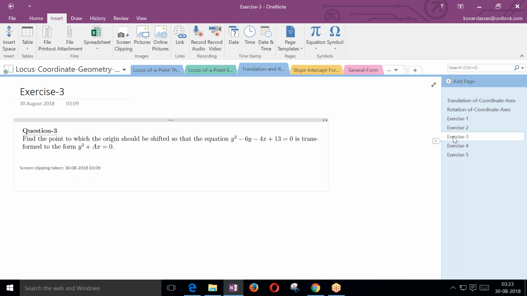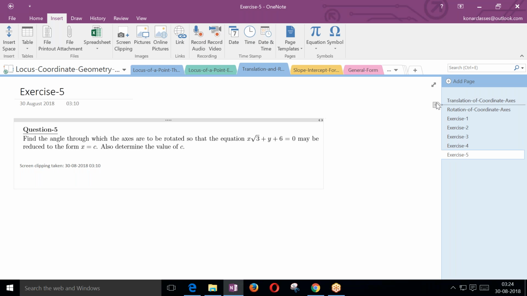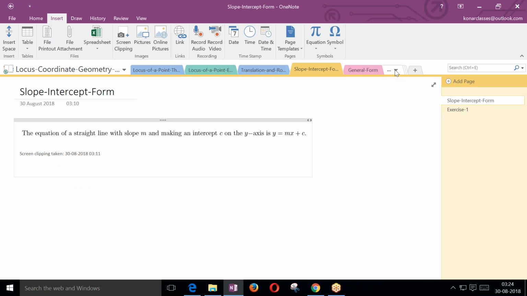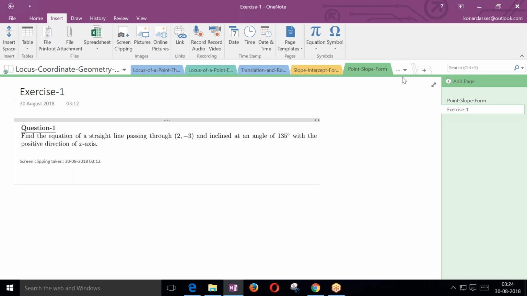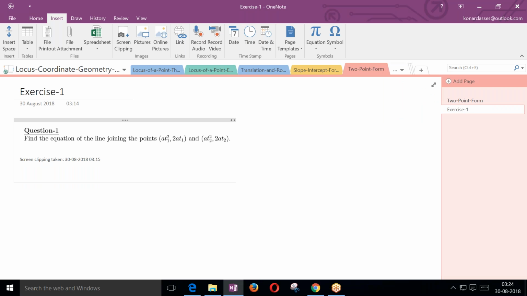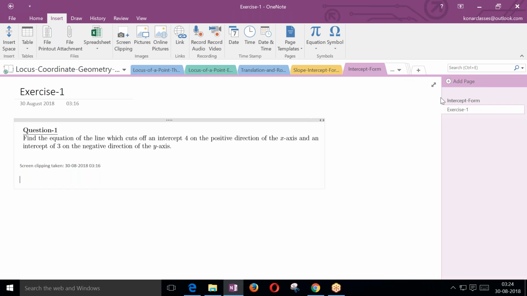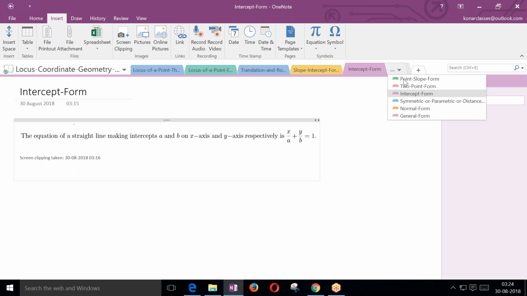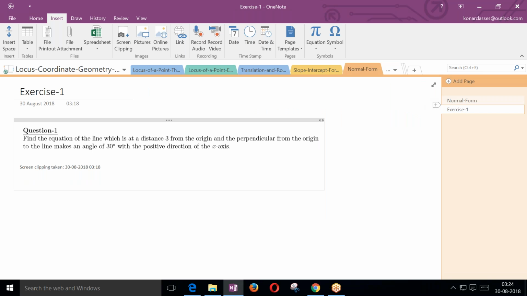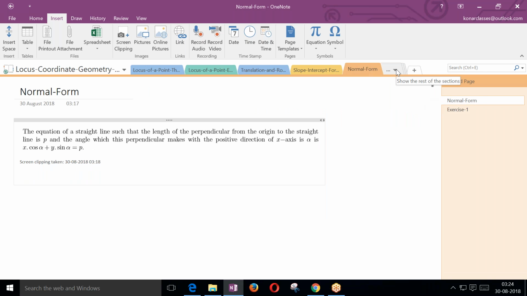Once this topic, translation and rotation, is done, we will discuss the different forms of straight line: the slope intercept form, then the point slope form, then the two-point form, then the intercept form, then the symmetric or parametric or distance form, then the normal form, and finally the general form.